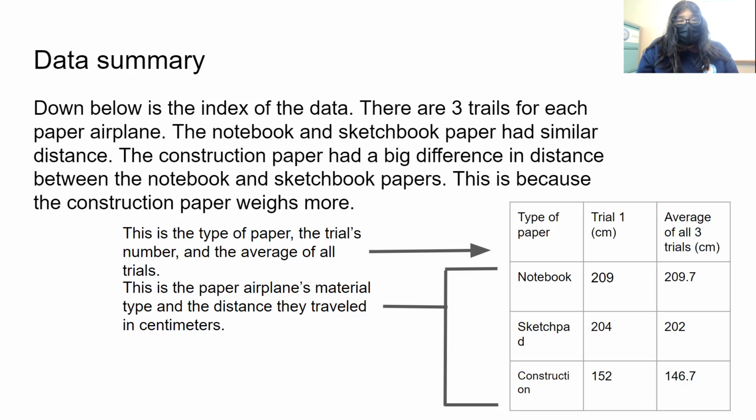On the top margin is the type of paper and the trials number and the average of all trials. And for the other 3 columns and rows, this is the paper's material type and the distance they traveled in centimeters.